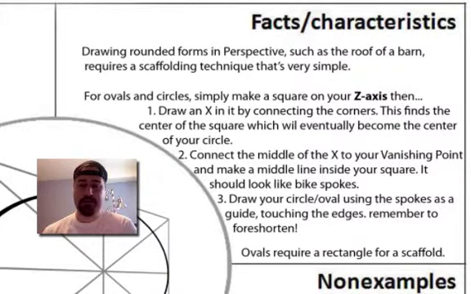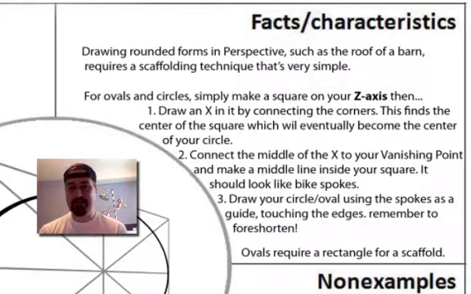So what you do is you make, if it's going to be a circle receding, you create a plane on the z-axis, a square, and then what you do is you draw an X right in the middle of it. Now the purpose of that is to find the center. And the best way to find the center of a square is to connect the corners inside of it.